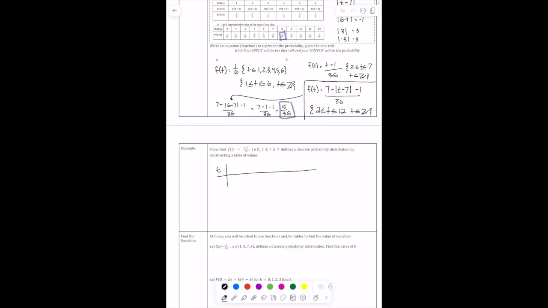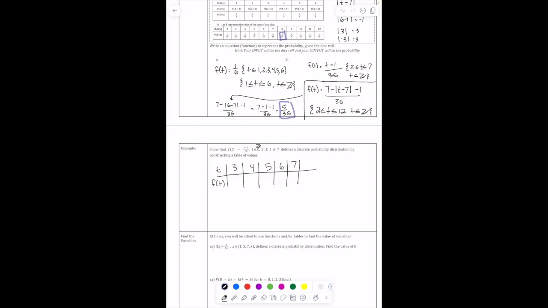All right, t and f of t. So our possible outcomes are t's within the integers. It really should be one of the fancy z's. 3 to 7. So our possible outcomes are 3, 4, 5, 6, and 7.